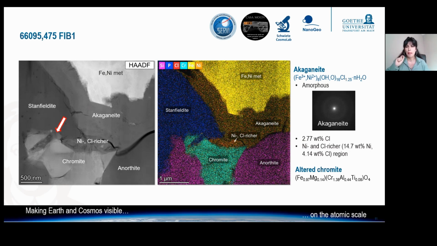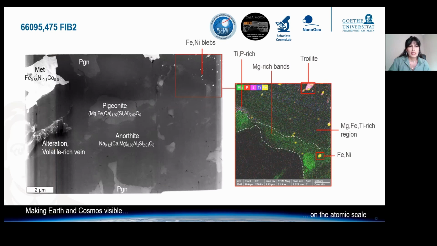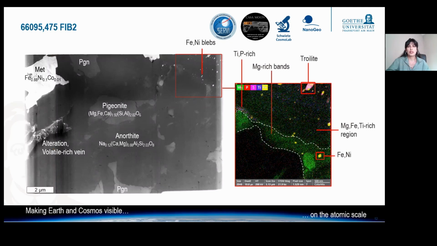Next slide, please. That's the second FIB section, which mainly consists of anorthite and pigeonite, typical of this type of lunar sample. We have the metal grain, and I'm just going to highlight some of the main features. We have this mobilization of magnesium around the sample, where we have magnesium-poor regions and magnesium-rich regions, and some magnesium concentrated in bands around the sample.